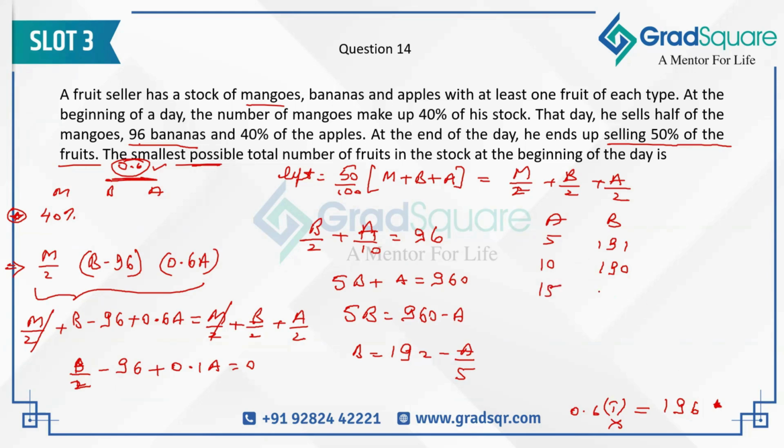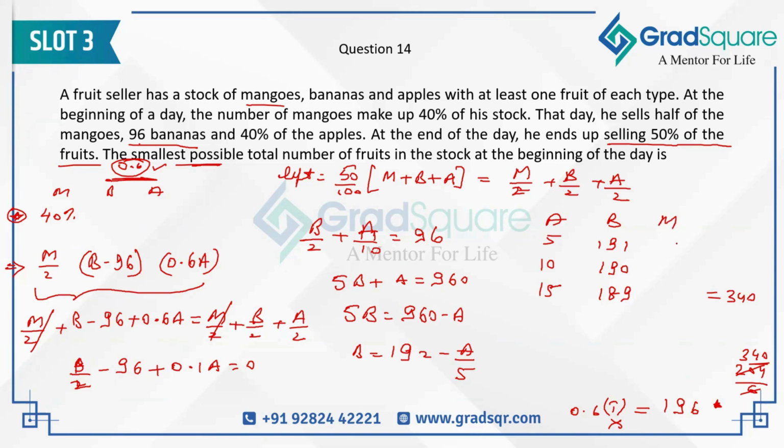If I take the value of A as 15, then B is going to be 189. Now 189 plus 15 is 204. Is 204 divisible by 6? 6 3s are 18, 24, 6 4s are 24, and 340. The total stock would then become 340 because I've equated 0.6 of the total with 204. So the total stock is turning out to be 340.